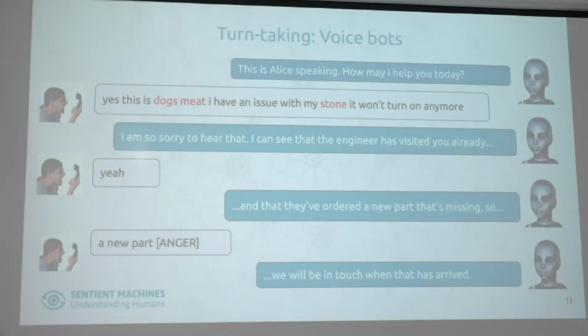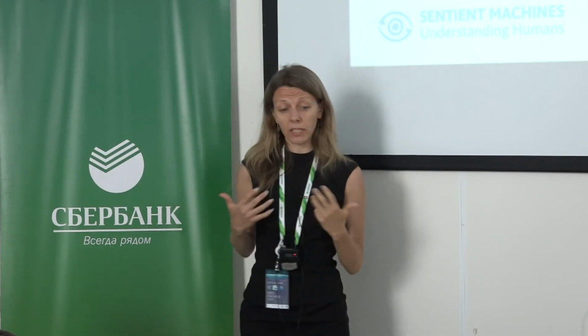In some other cases, a user might say something that actually requires attention. In this particular case, he's saying a new part, quite angry, whereas the bot is basically continuing as if nothing has happened. Now, it is arguable whether the bot should do that or should actually stop and show some empathy towards this new part and why it was an issue. So the challenge here is to be able to distinguish between proper back-channeling and an utterance that actually requires attention.